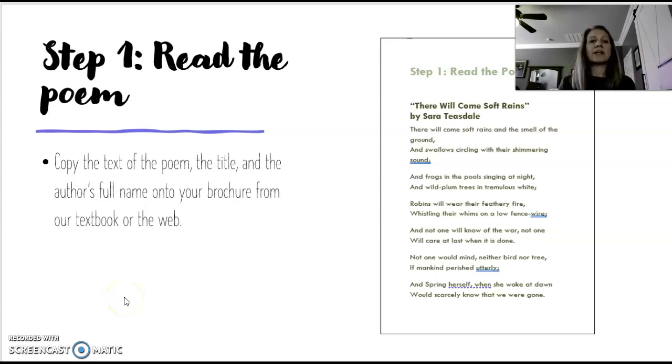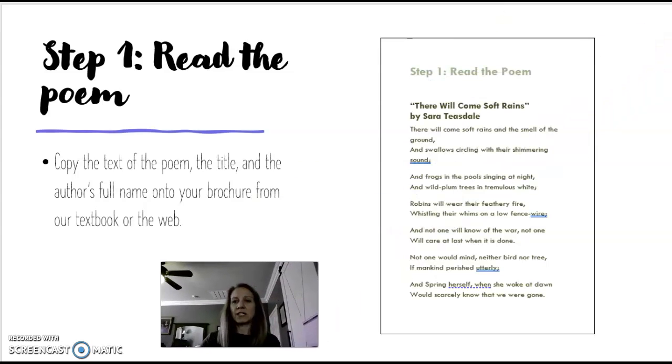So step 1 is reading the poem. You're going to copy the text of the poem, the title, and the author's full name onto your brochure from our textbook or from the web. This is what it's going to look like. So here I've chosen for step 1, There Will Come Soft Rains by Sarah Teasdale. So you're going to include the title of the poem itself, and the poet in this step.